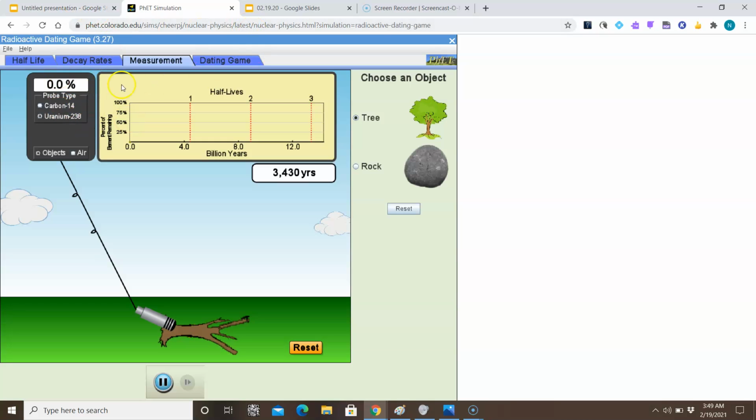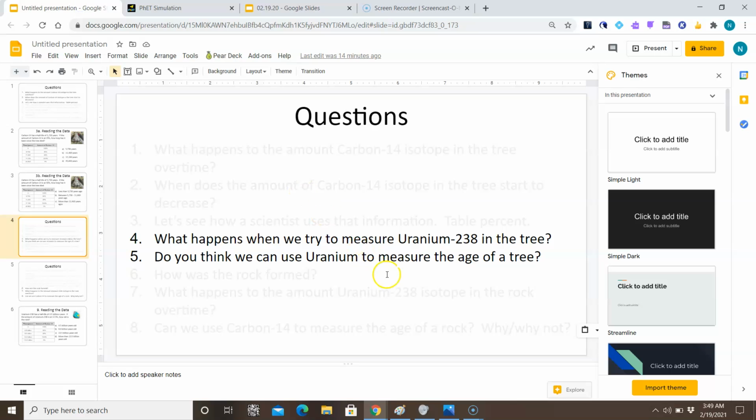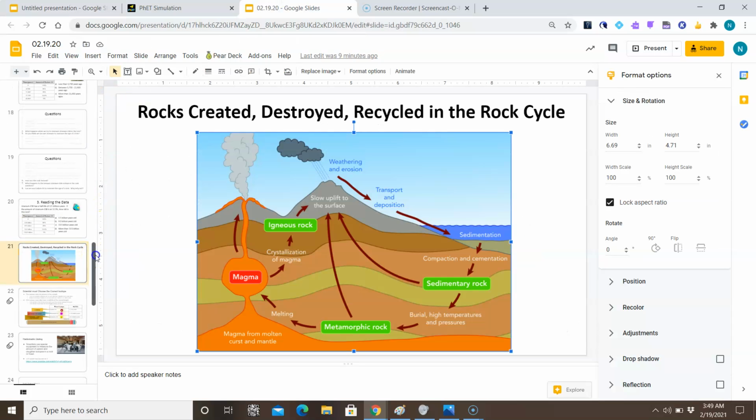Okay, so that's the first question that you want to consider. What's happening when we try to measure the amount of uranium-238? The second question is, do you think we can use uranium to measure the age of the tree? The reason why I asked that question is because, remember, with radiometric dating, we use radioactive isotopes to determine the age of the object.